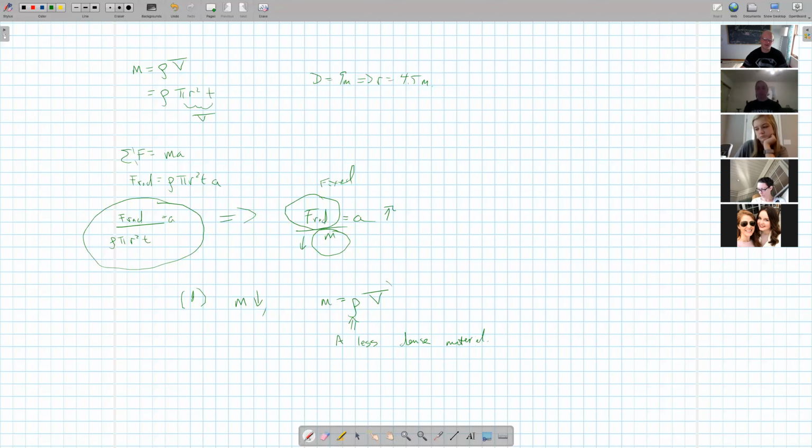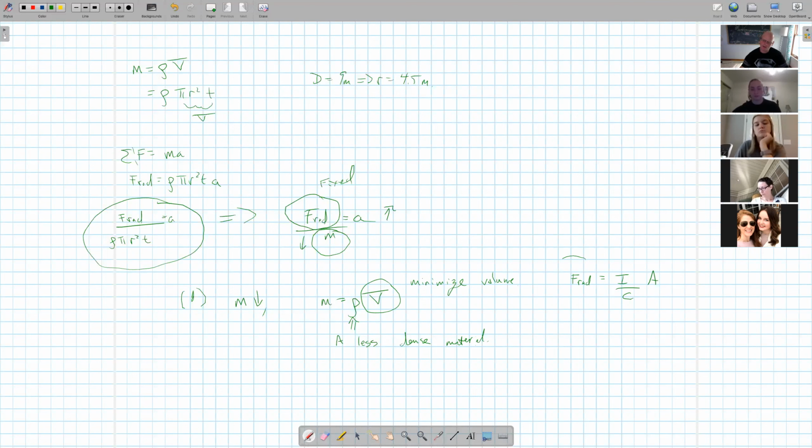Or I have to play with the volume. So we have to then minimize the volume. But the problem with minimizing the volume is, remember that the radiative force is equal to what? The intensity divided by the speed of light times the area, right?